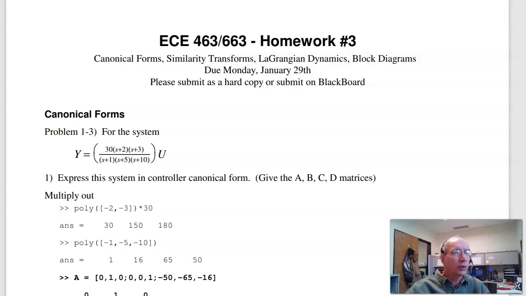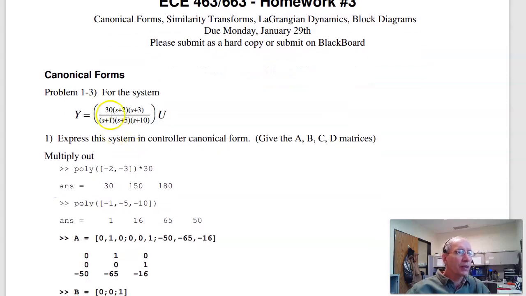Here are solutions to homework set number 3 for Modern Control 463-663. This homework set looks at canonical forms, similarity transforms, and Lagrangian dynamics. So the first part of the homework is, given a transfer function, express it in controller canonical form.